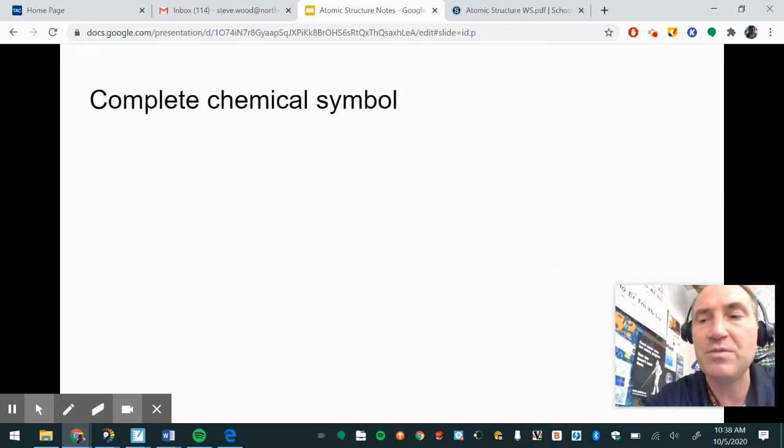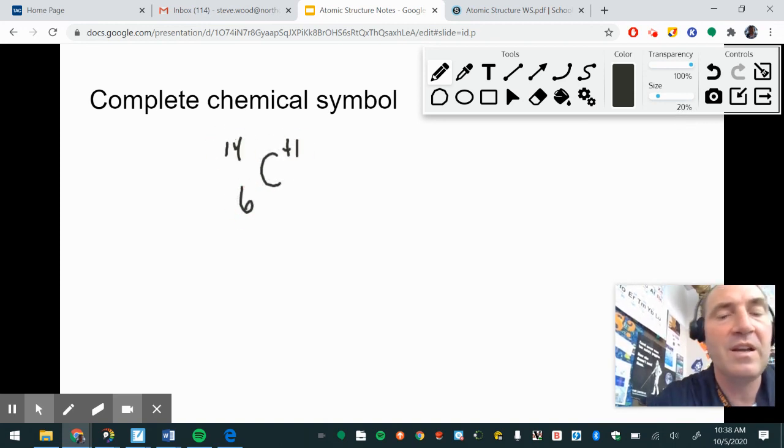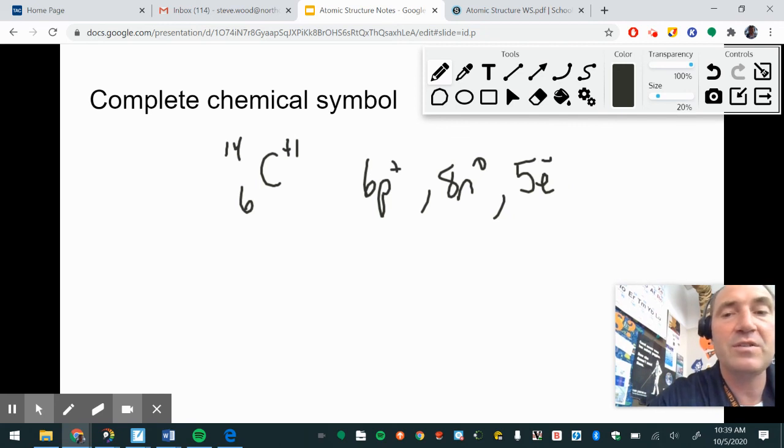I don't expect you to know it all right now, but here's what you should be able to do. You should be able to take a complete chemical symbol, and let's say it's like 6 and 14 and C and it's +1, and you should be able to find that it has 6 positive protons, 8 neutral neutrons, and then 5 negative electrons, right? Because you have a charge of +1.